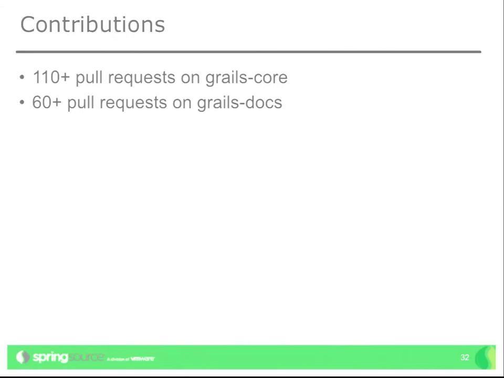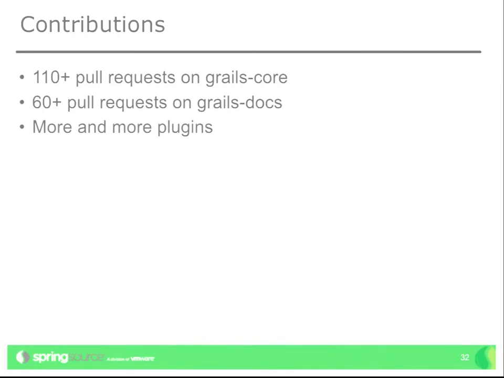So we've had over 100 pull requests on Grails core. I expect that number is probably quite a bit higher now, but we get lots of pull requests for Grails core and Grails docs, which is our user guide. So if you want to contribute something to Grails and, for whatever reason, maybe you're intimidated by monkeying with the code, the user guide is a fantastic way to contribute.